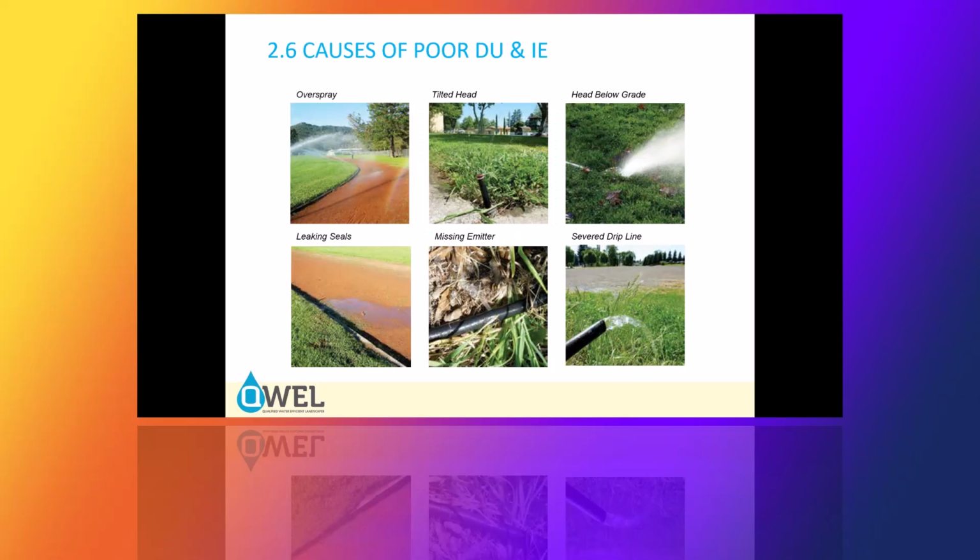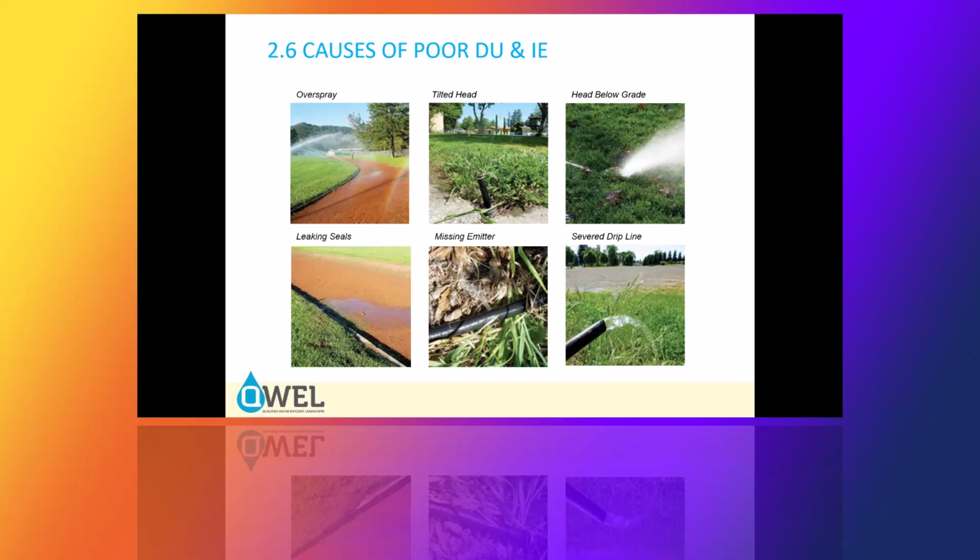Here are some pictures of causes of poor DU and irrigation inefficiencies. The leading causes of poor distribution uniformity and irrigation efficiency include improper head spacing. So we have a head spacing that's less than the head-to-head spacing we were just talking about. Mismatched nozzles resulting in uneven application. They might be from different brands. You might go out there and find somebody stuck in a nozzle from a different brand, or they're not matched according to the distance, so the rate of throw is different.